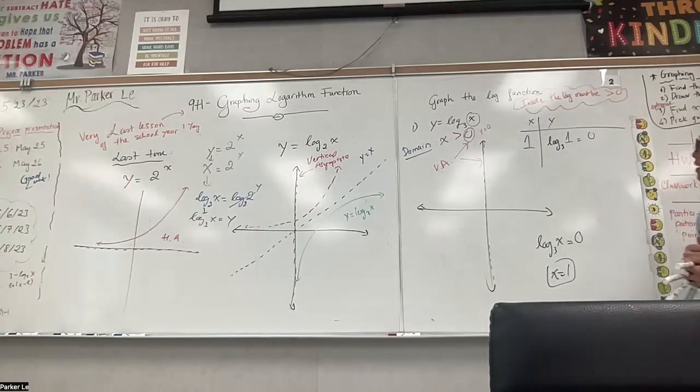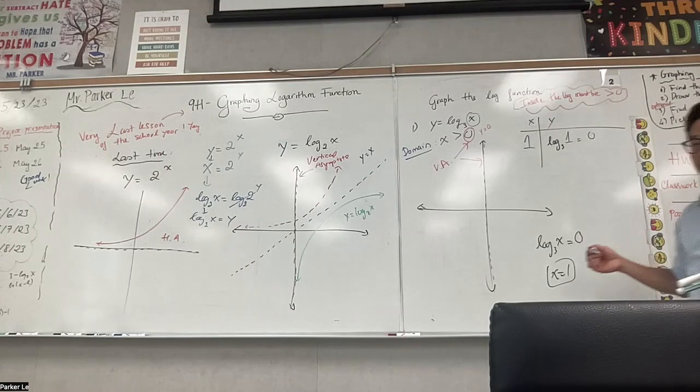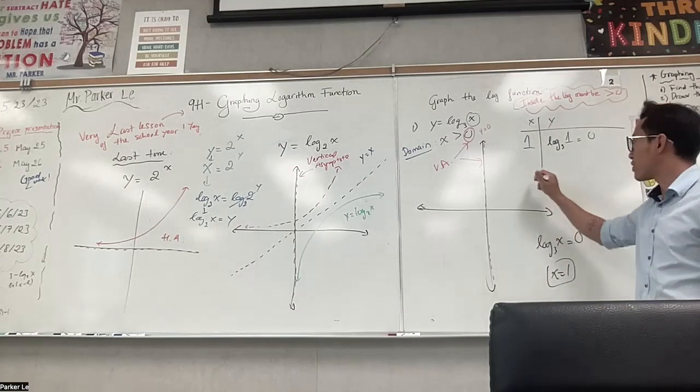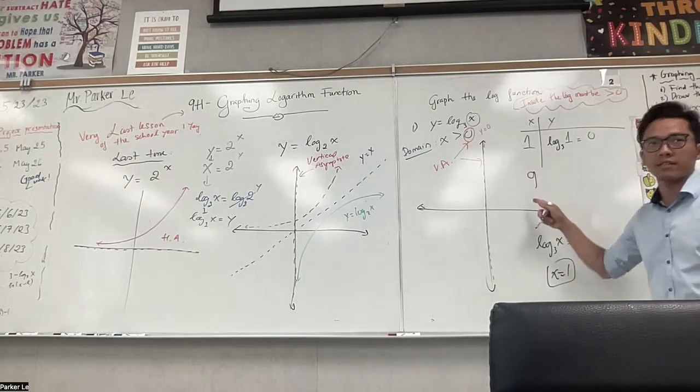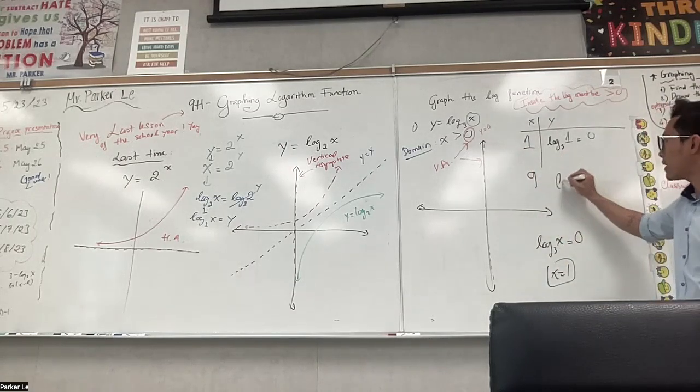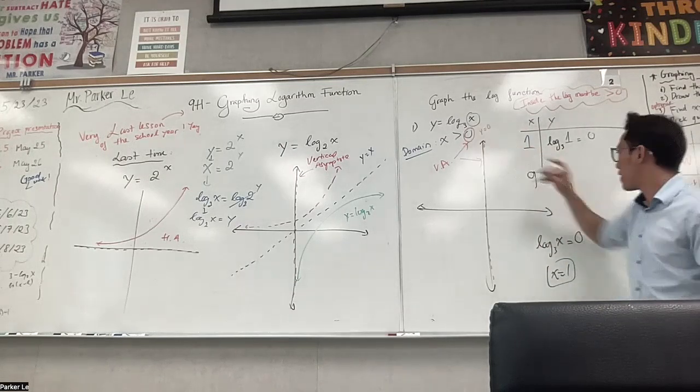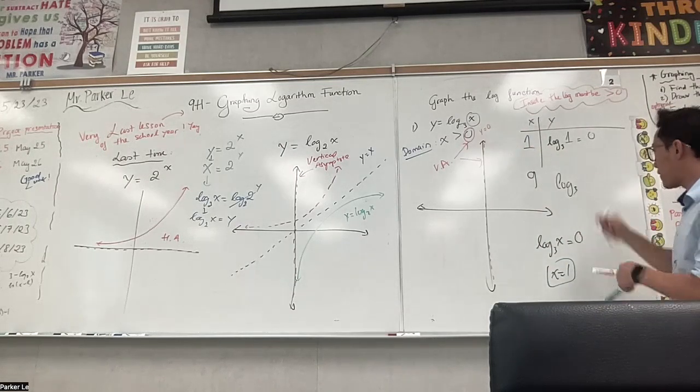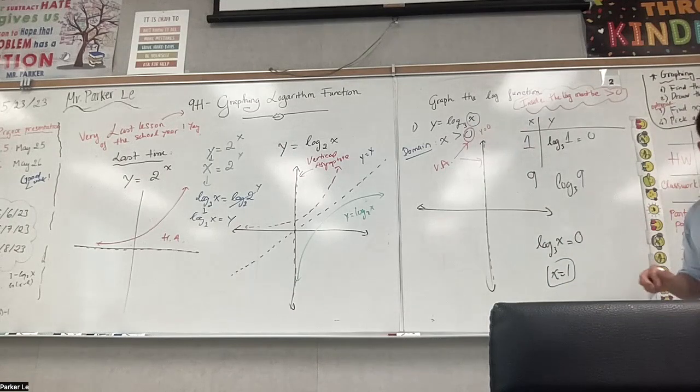Yeah? So what is the next good number? 9 is good. It's not the next best one, but 9 is good. Okay, let's choose 9. Why 9 is good? Let's look at this. If you plug in 9 here, then log base 3 of 9. What is log base 3 of 9?